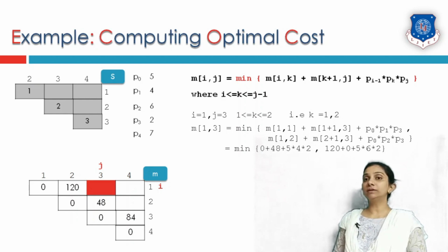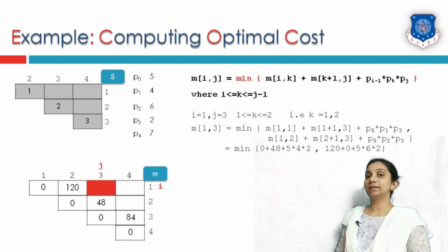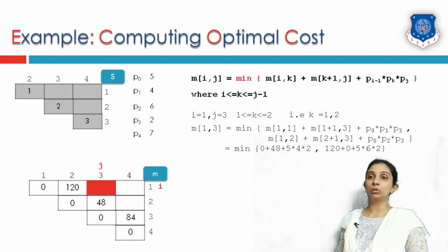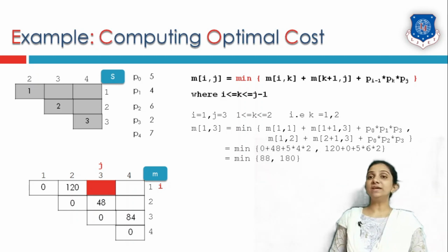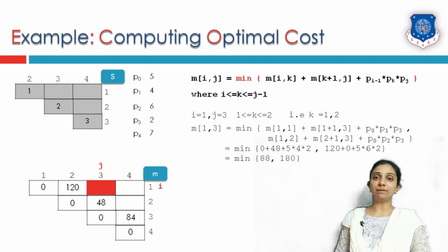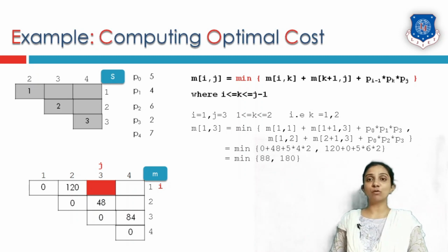While working on another term, m of 1, 2 is looked up inside my m table, that is row 1 column 2 value, which is equal to 120, plus m of 3, 3 which is equal to 0, and P0, P2 and P3's values are 5 into 6 into 2. Now these values are getting calculated. So we have two values inside our minimum function. First value is 88 and another value is 180. The minimum value that we have to select is 88.